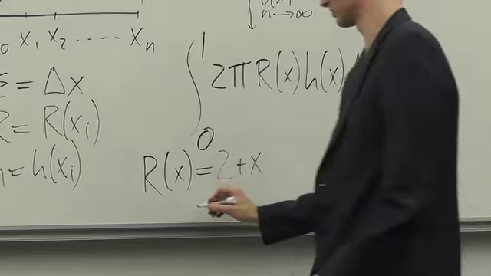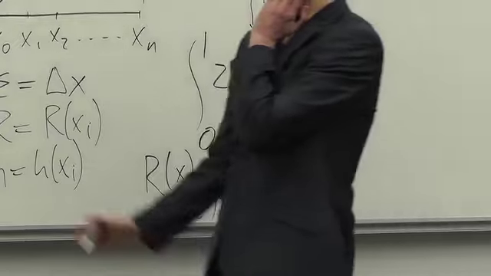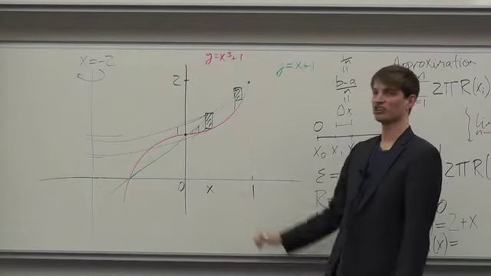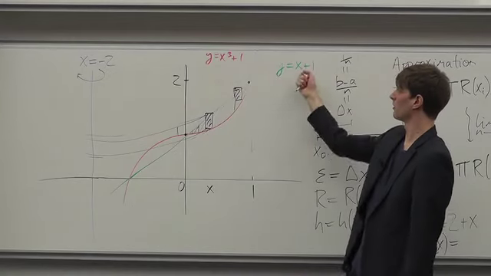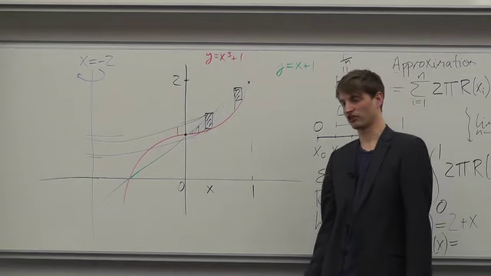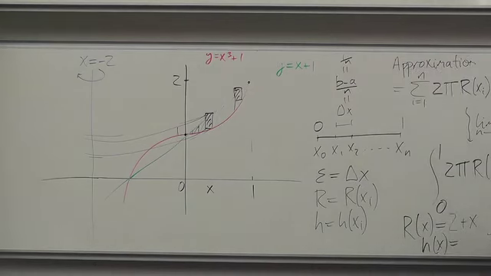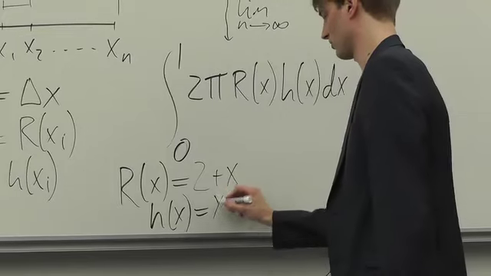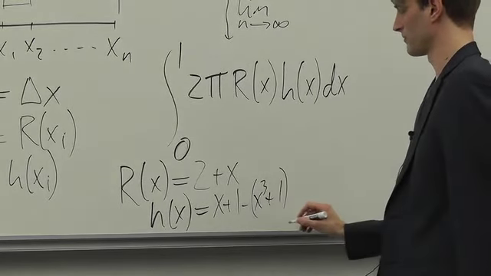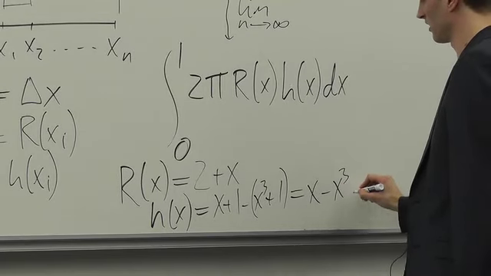And what about the height? So at a point x, the height is the distance between these two curves. So the curve on top is y equals x plus 1. The curve on the bottom is y equals x cubed plus 1. So we've got to subtract those two quantities from each other in order to get the height. So x plus 1 is on the top, and x cubed plus 1 is on the bottom, giving us that the height is x minus x cubed.